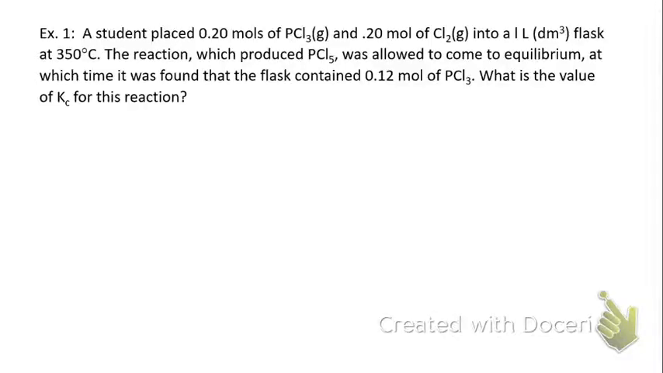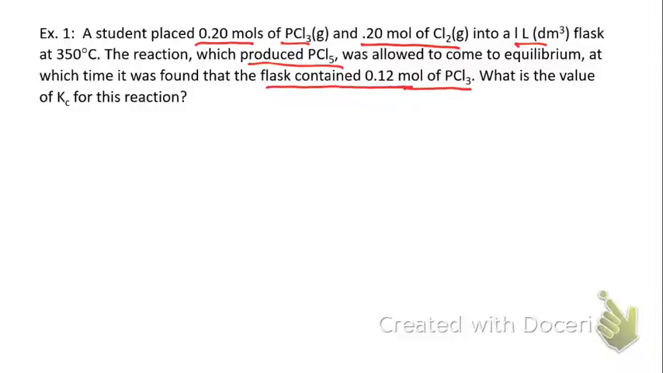So our first problem is this: a student is going to place 0.20 moles of PCl3 gas and 0.2 moles of chlorine gas into a 1 liter flask. A reaction is going to happen, and it's going to produce PCl5. The equilibrium is going to be established, and at equilibrium it was found that the flask contained 0.12 moles of PCl3. They want us to calculate the value of Kc, the equilibrium expression.